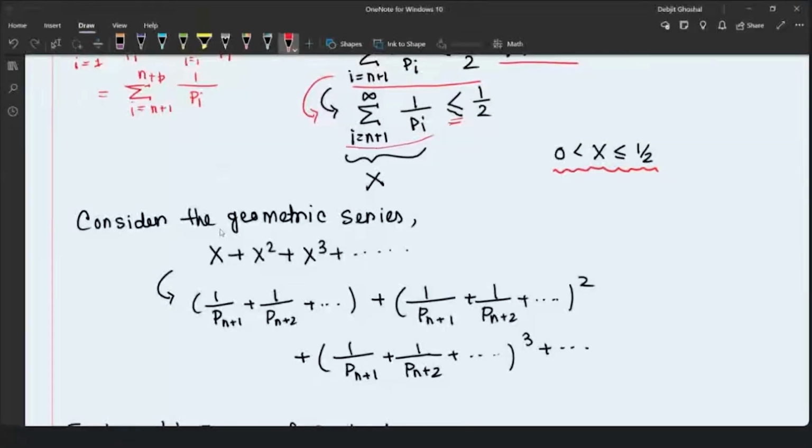Now see, this is a subseries of our main series 1 by p_i, and we assume that this series is convergent. This means this is also convergent. So I am assuming this sum from i equals n plus 1 to infinity of 1 by p_i, I name it as x. And see, 0 is less than x, which is less than or equal to half. Less than or equal to half we got from here, and it is obviously greater than 0 because all terms are positive.